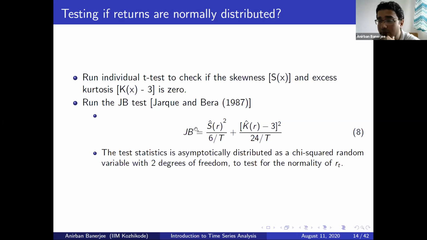The Jarque-Bera test statistic is S squared divided by 6 upon T, where T is the number of observations that you have, plus (K minus 3) whole squared divided by 24 upon T. This statistic is asymptotically distributed as a chi-square random variable with 2 degrees of freedom. This we use to test the normality of r_t. Now let's try to apply this to our data.